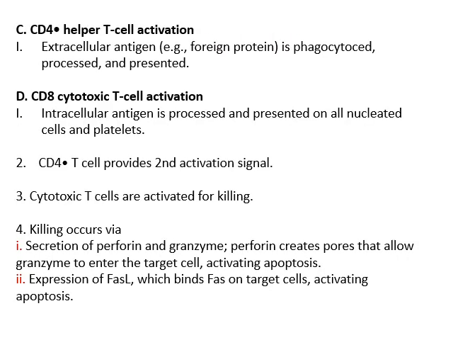So once the CD4 helper T cell is activated, extracellular antigen like protein, foreign protein is phagocytosed and then processed and presented. يتم تقطيعه ويصير على الريسبتر. بالنسبة لل cytotoxic T cell activation, when it happens, intracellular antigen is processed and presented on all nucleated cells and platelets. يتم تقطيع هذا الجسم الغريب ويتم تقديمه على الريسبتر في كل خلايا اللي تحتوي على نواة وحتى على الصفيحات. CD4 T cell provides second activation signal and the cytotoxic T cell is activated for killing.